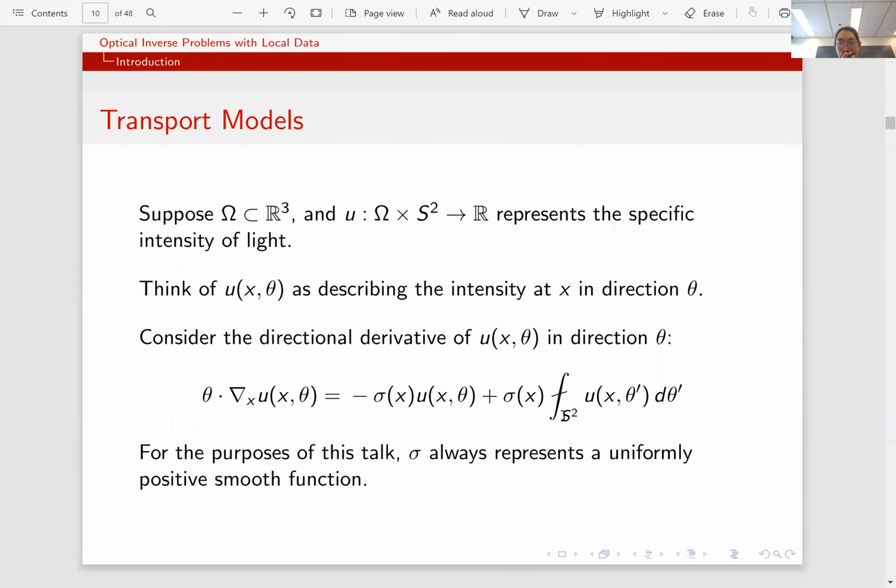Oh yeah, and I have not necessarily been too precise in terms of the regularity that I'm talking about in all of these slides. But I want to say that for the purpose of this talk, everything is as regular as we need it to be. So in particular, sigma here always represents a uniformly positive smooth function. So we don't need to worry about any anomalies, as sigma has singularities or sigma goes to 0 or anything like this. There's always some scattering.